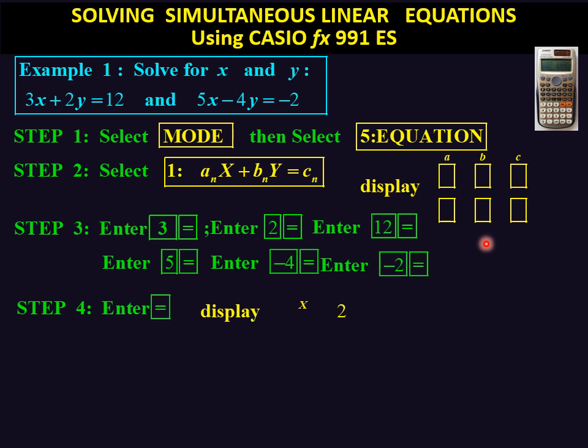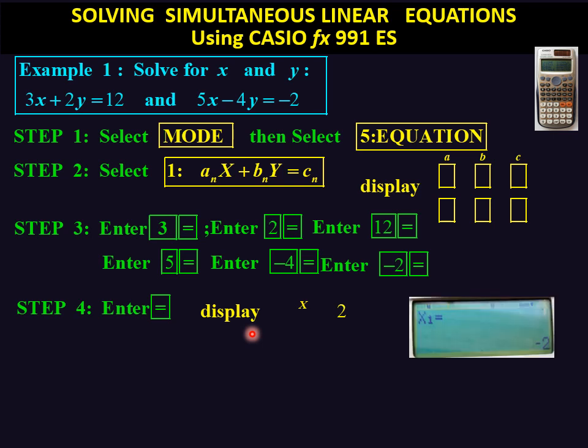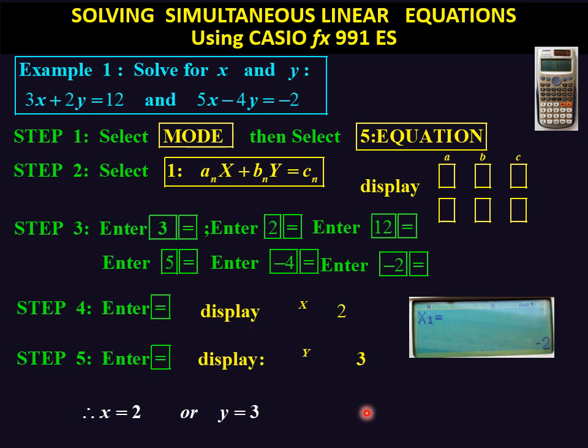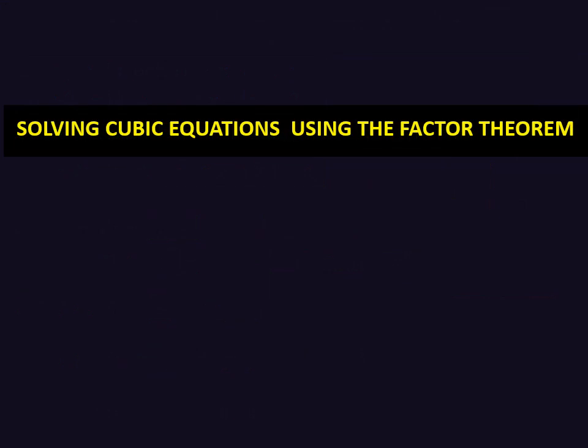You press equal and now you get a display. So your first variable, which is x, it tells you x is 2, right? So therefore x, there you get x1 is negative 2. So enter, then you get another one, you get 3. So x is equal to 2, and the other one there would be y equal to 3. That should be a 2 there. And that's how you can solve that.